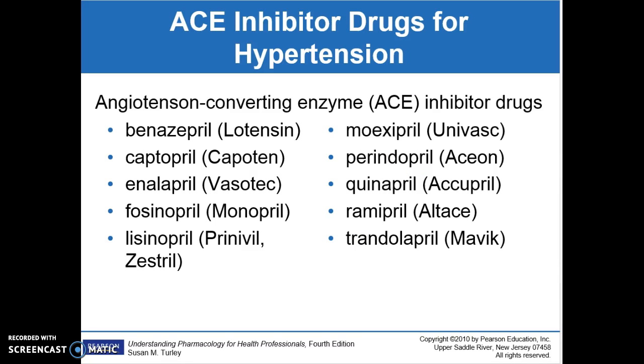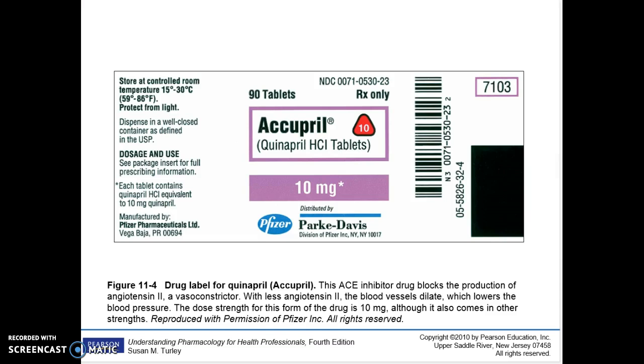Then we have the ACE inhibitors. The ACE inhibitors are angiotensin converting enzyme drugs. So again, we're dealing with an enzyme within the cardiovascular system that we're targeting in order to help lower blood pressure. Notice that these all end in PRIL. Okay, so captopril, enalapril, those kinds of things. Here's an example of quinapril. This is Accupril, the brand.